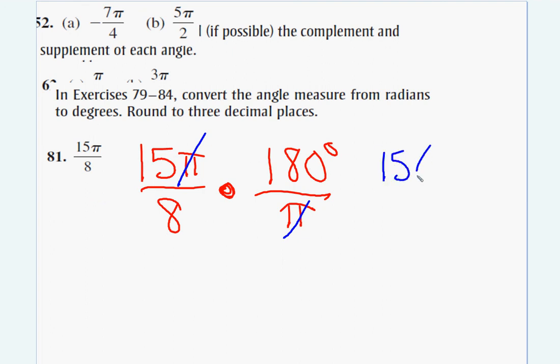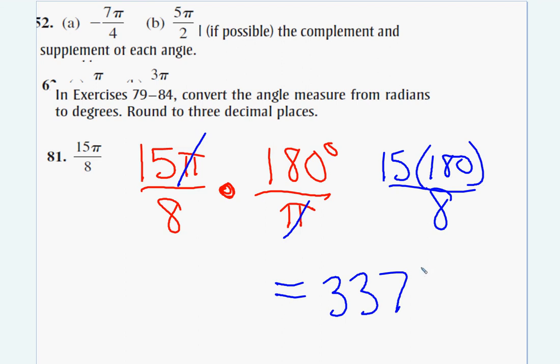We're going to have 15 times 180 in the numerator. We're going to divide that by 8, and we don't have an approximation here. This is exactly equal to 337.5 degrees. If it says 3 decimal places, I guess we could make it 337.500 degrees if we want to stick exactly to the directions.